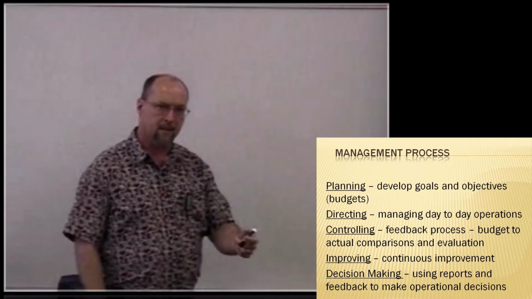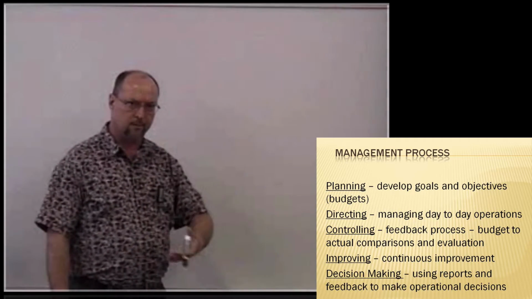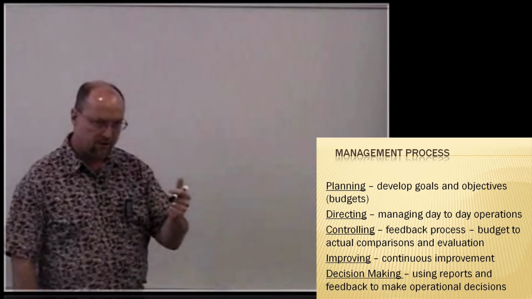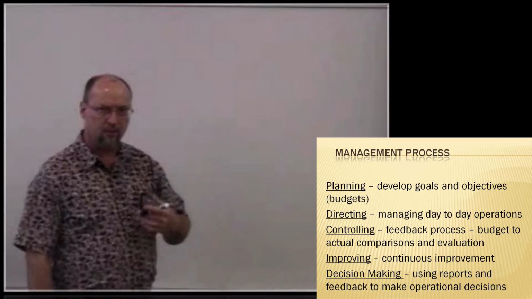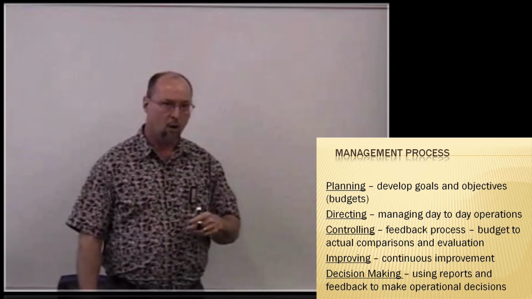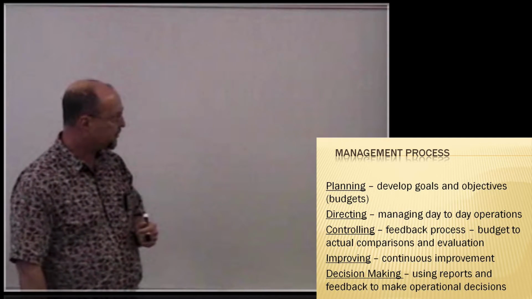From that, we develop all sorts of operating budgets. Our production budget, how much do we need to produce if we're a manufacturing company? How much are we going to buy if we're retail? How much is our labor budget going to cost? How much are we going to incur in terms of labor costs, buying inventory, overhead costs? So we have all sorts of budgets which we develop in the planning stage.